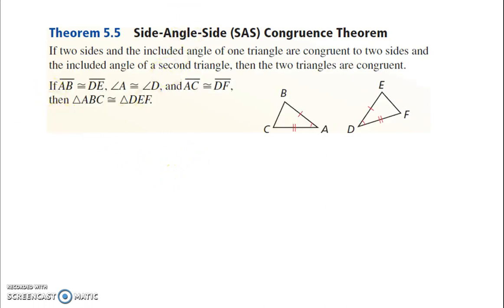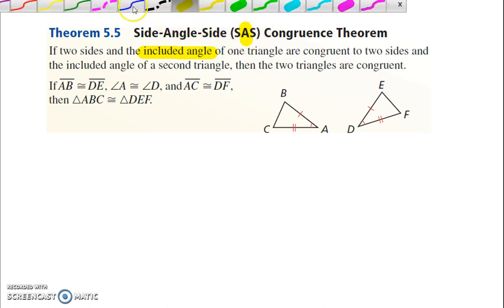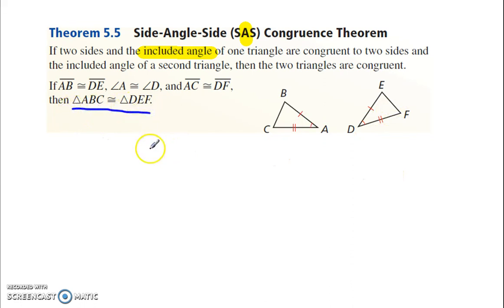So if two sides, and here's an important term, the included angle. Okay, and notice how we write this side angle side, SAS. So the A is in the middle between the two. That's because the angle is in the middle between those two sides that we know. So the angle in the middle, or the included angle between the two sides that we know. If the two sides and the angle in between them, the included angle, are congruent to another triangle, then those two triangles are congruent.